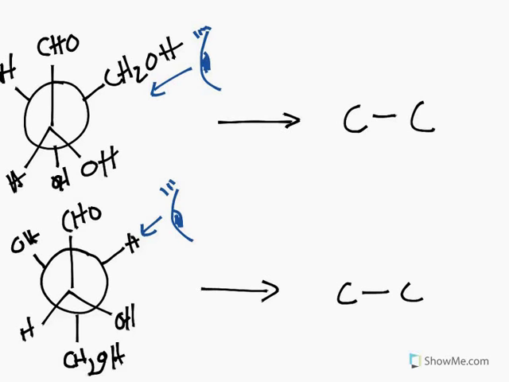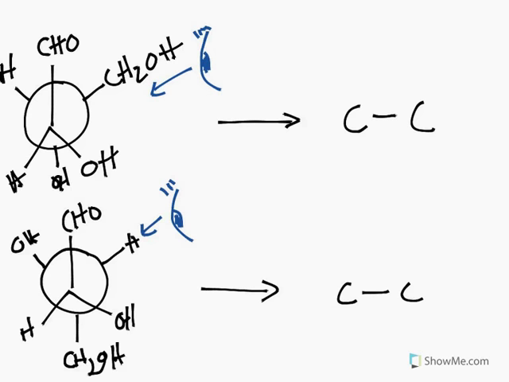All right, everybody. So in this video, I'm going to show you how to take a Newman projection and turn that into a skeletal structure, and then from the skeletal structure, we're going to determine whether these are enantiomers, diastereomers, or if they're the same molecule. So the question here is, are these Newman projections enantiomers, diastereomers, or are they the same molecule?